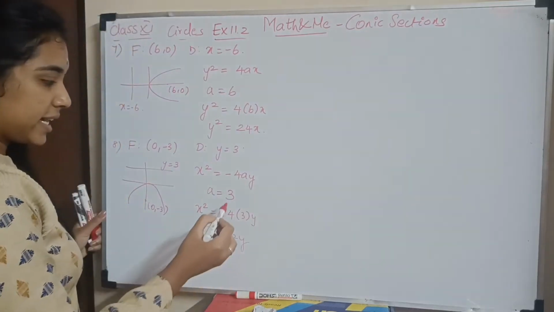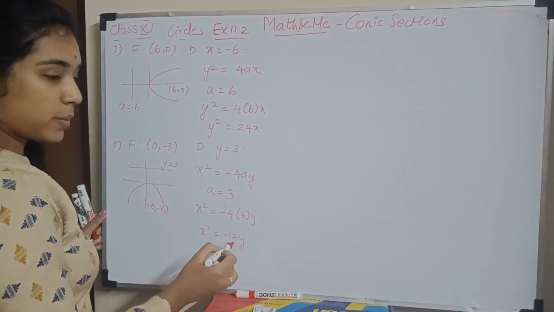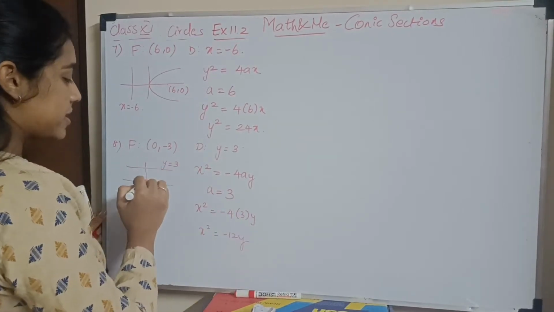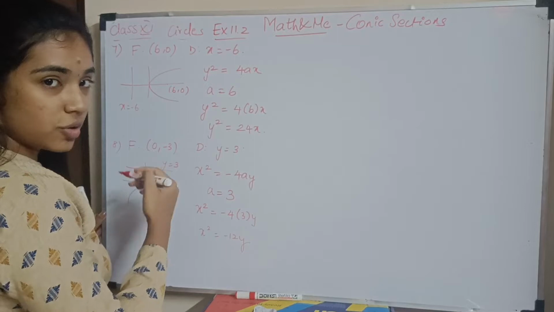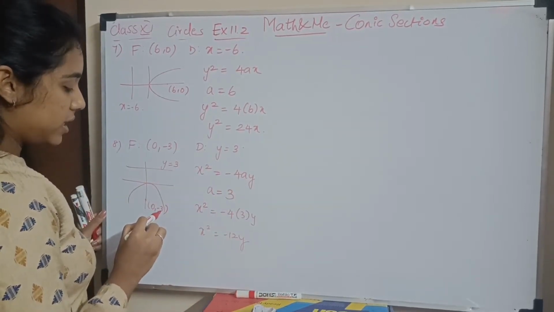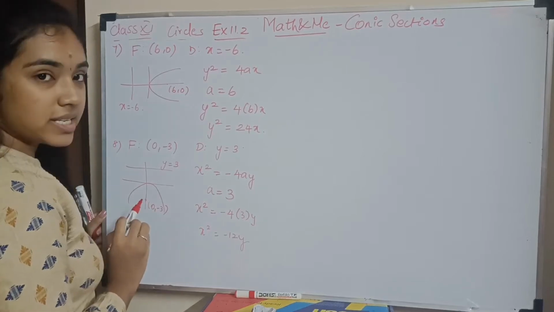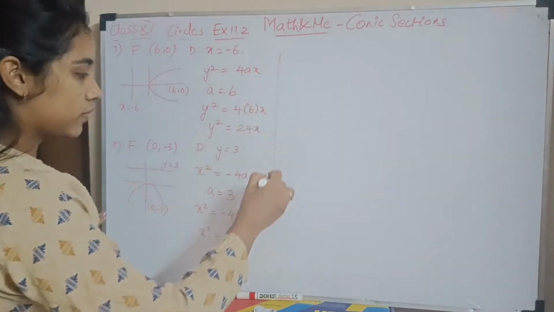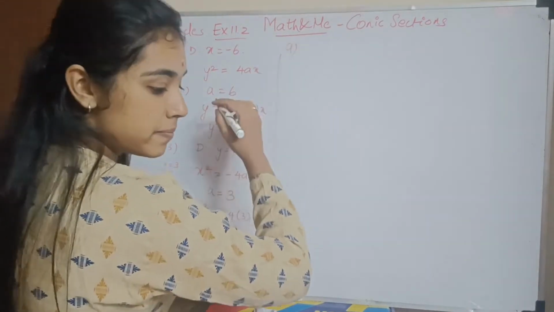Okay. If you put minus 3 in that place, it will become x square equals 12y. Your parabola will be facing upwards. Correct? It will change the whole equation, the whole question. So be very careful. Your a is only 3. The focus is 0 comma minus a. Okay. Next question.